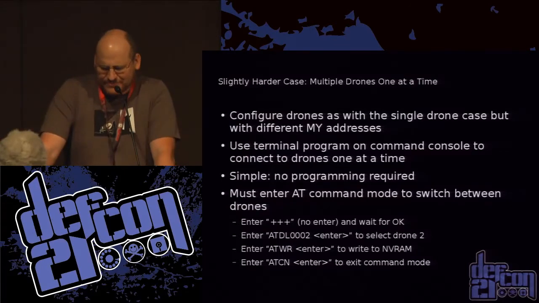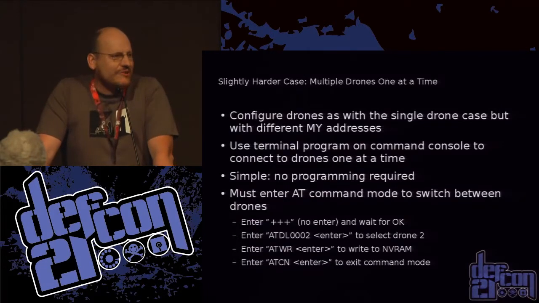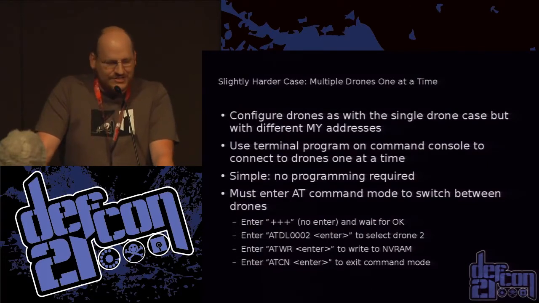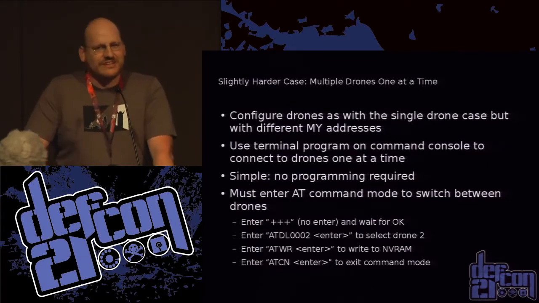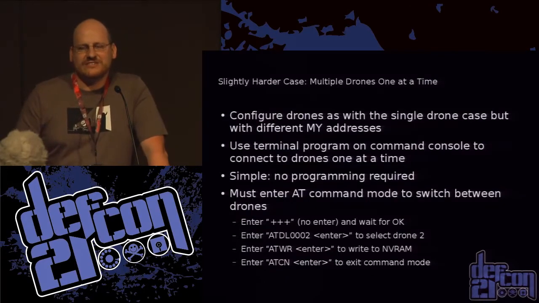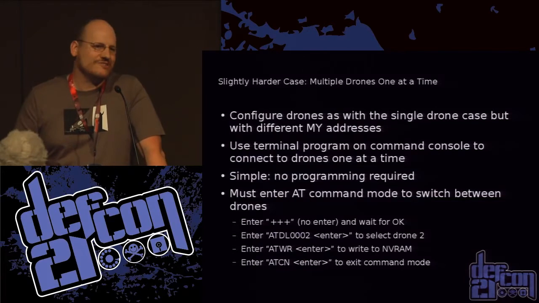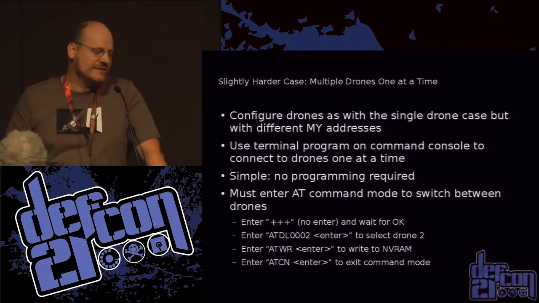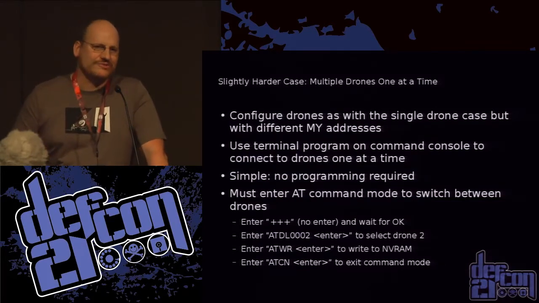And it's pretty simple. You don't have to do any programming, and you can just use the AT commands. And so how does that work? You open up your favorite terminal program. If you want to change something, all you have to do is hit plus 3 times, wait a little bit, and it'll say okay, and then you can give it a command, such as this command that says, hey, change the destination low address so that I can talk to this drone now. And then I can write those things to my modem, and off I go.